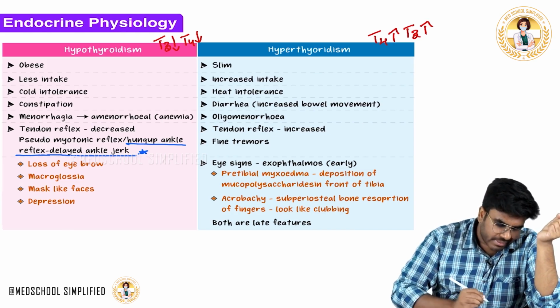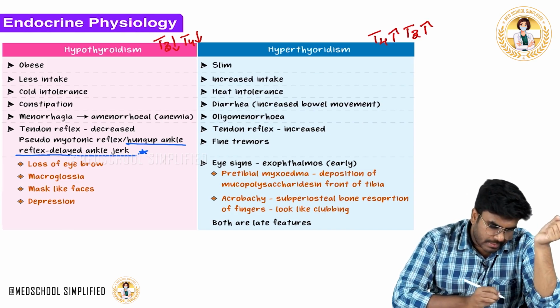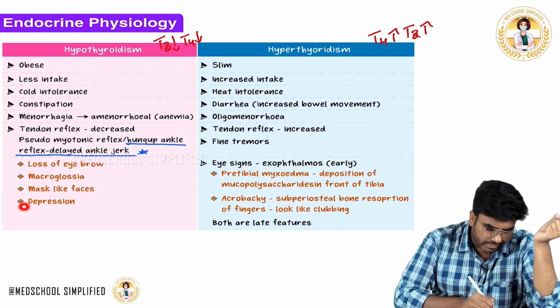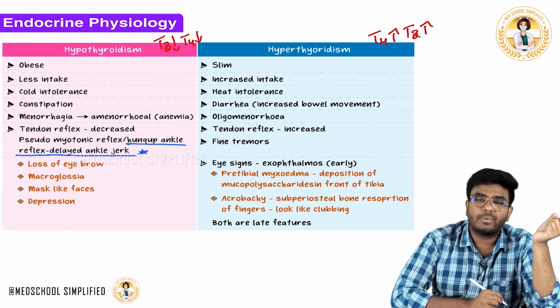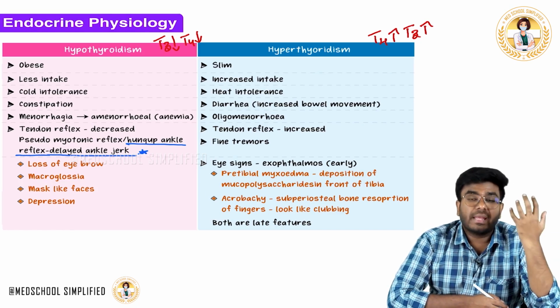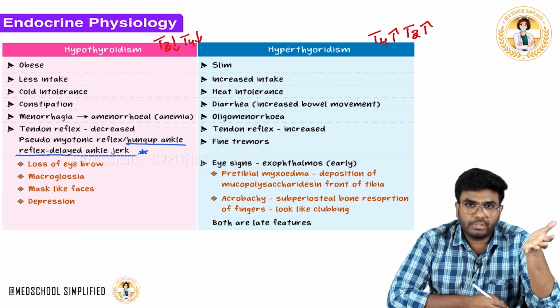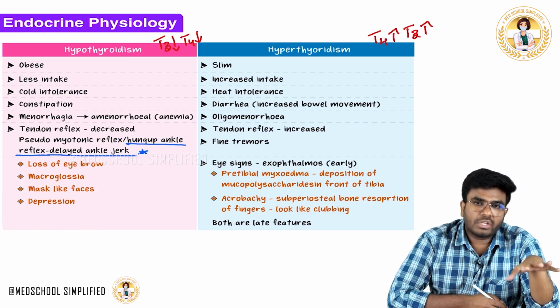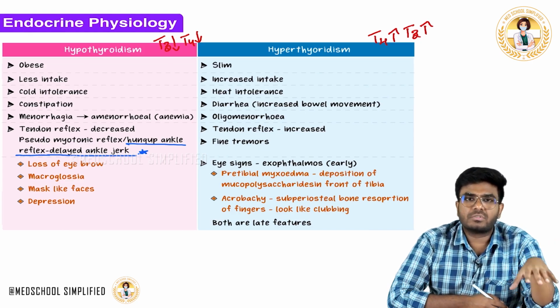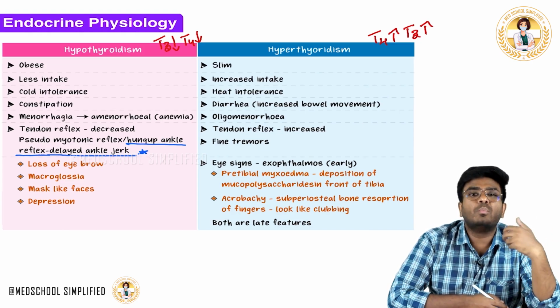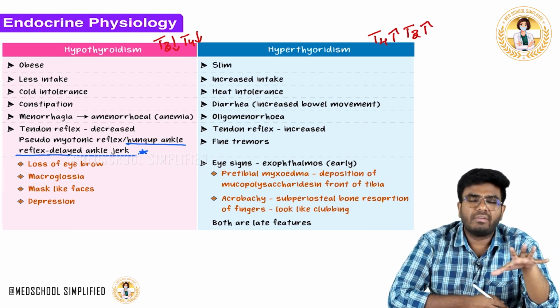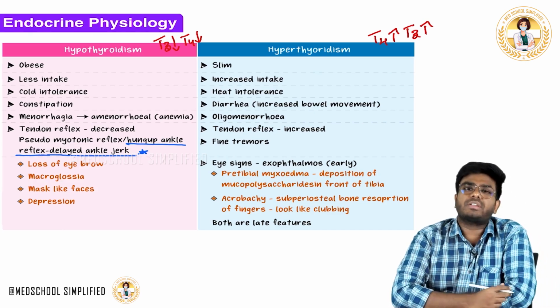Now what else can be seen in hypothyroidism? The patient will have loss of eyebrows. There can be macroglossia and mask-like faces. Usually these patients will have depression. This is one important point I want you to know. Why? Because thyroid hormones, again I am saying, are more like sympathetic hormones. They excite the central nervous system. So whenever T3 and T4 are not there, you will have CNS depression. So the patients are more like moody fellows. They do not have any expressions. They are not going to talk with anyone. They are absolutely depressed. So these are some important points about hypothyroidism.